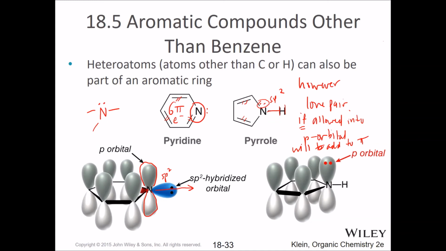So anyway, the conclusion is that this lone pair of electrons right here is in the pi system. So there are 6 pi electrons here also. Klein does a good job in the book at explaining this, and of course, I'll discuss it with you in class as well. I need to move on.